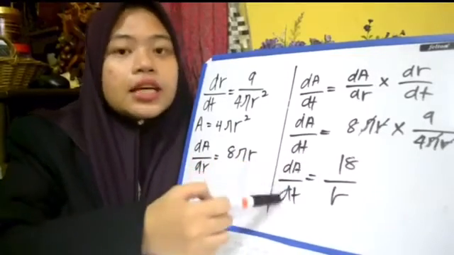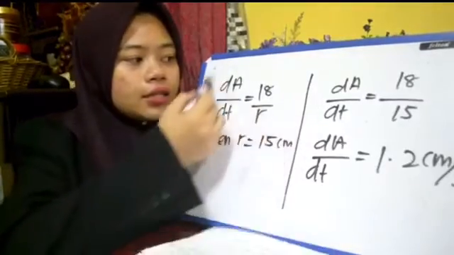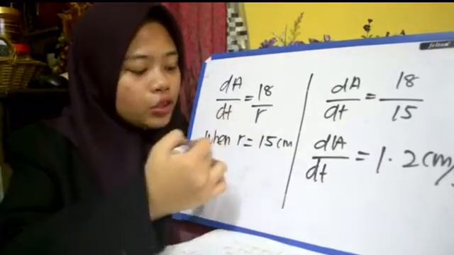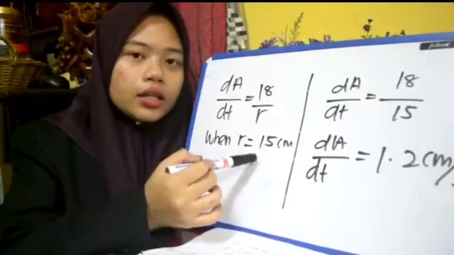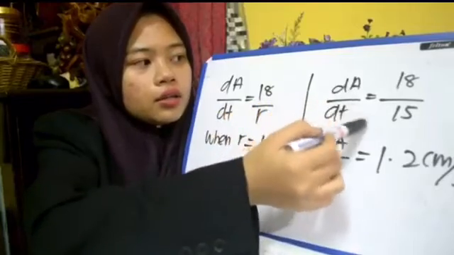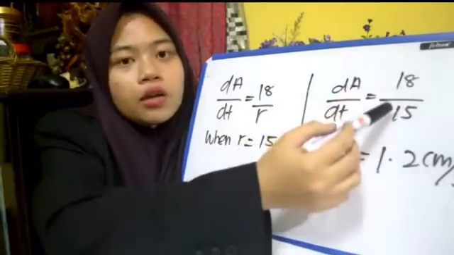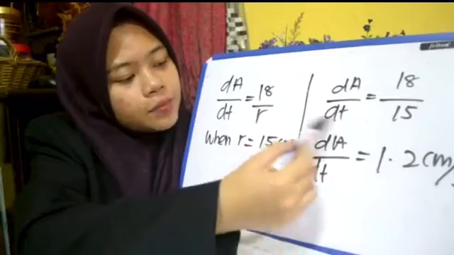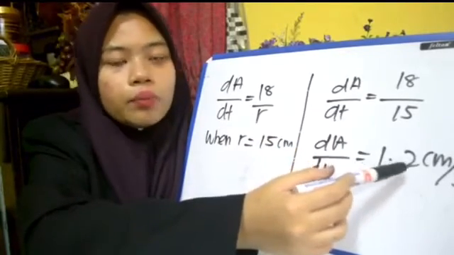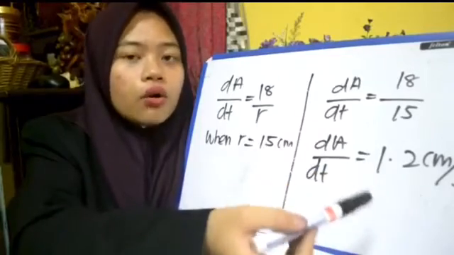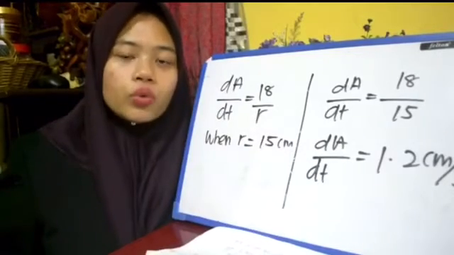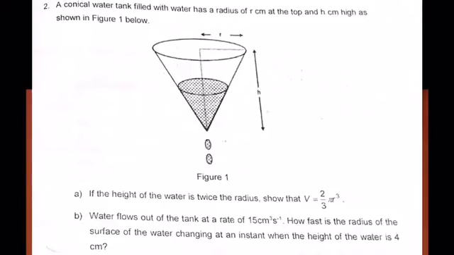It doesn't mean that it's finished yet. We get this answer, it doesn't mean we're wrong, but it's not complete yet. We need to put in r equal to 15 cm. So we put it in r: dA over dt equal to 18 over 15, and the final answer is dA over dt equal to 1.2 cm² per minute. This is the final answer for this question.